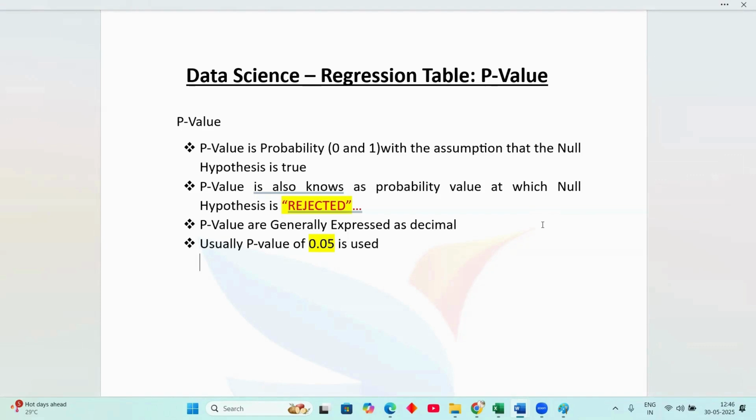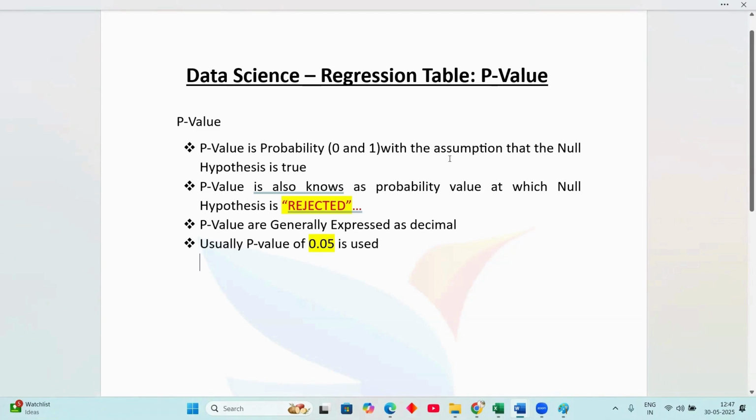The p-value in regression tests whether a predictor variable has a statistically significant impact on the dependent variable. A threshold p-value of less than 0.05 typically indicates that the variable is significant, meaning it likely affects the outcome. 0.05 is nothing but 5%. So we have low p-values and high p-values. A low p-value is less than 0.05, and a high p-value is greater than 0.05. The p-value is a probability between 0 and 1.